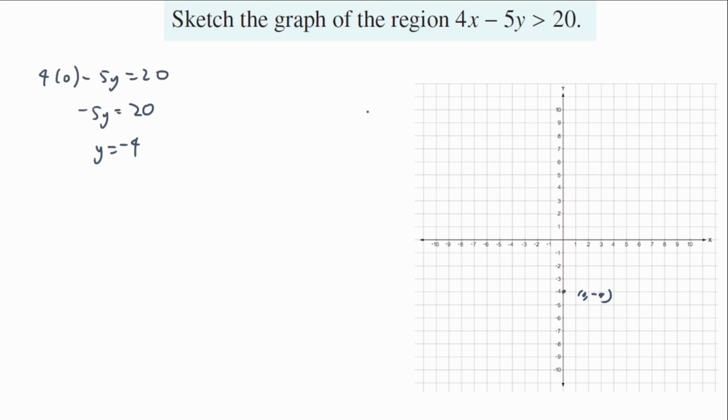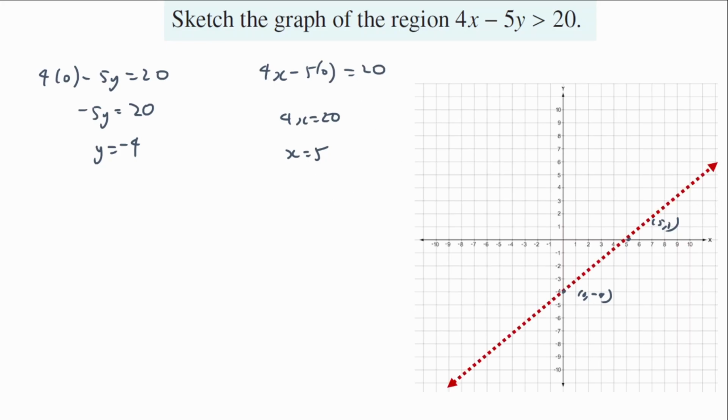And finding my x-intercept, that's when y equals 0 again, so that gives me 4x minus 5 times 0 is equal to 20. That gives me 4x equals 20, so therefore x equals 5. So that is just over here, (5, 0). Once we've got that, connect those with a straight line again. Just make sure it's dashed this time because we're not including that line.